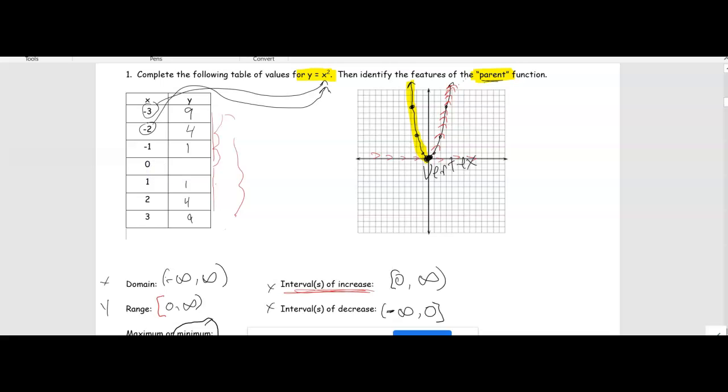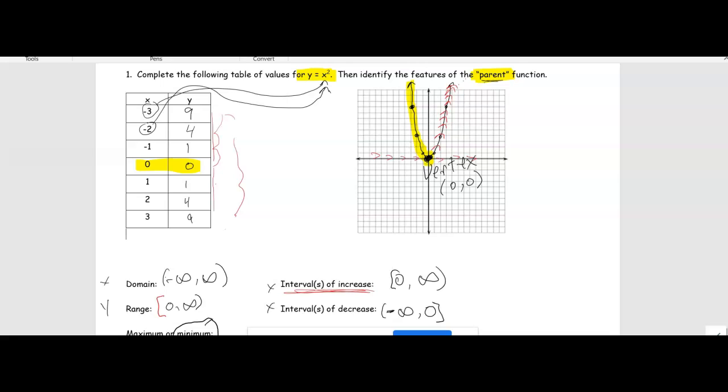I lost my 0 there. So let me highlight this. Here's our vertex, right? If we come over here, do we all agree our vertex is at the point (0, 0) right now? All right, that's the point where we have our vertex. Okay, so here's what it means by symmetry.